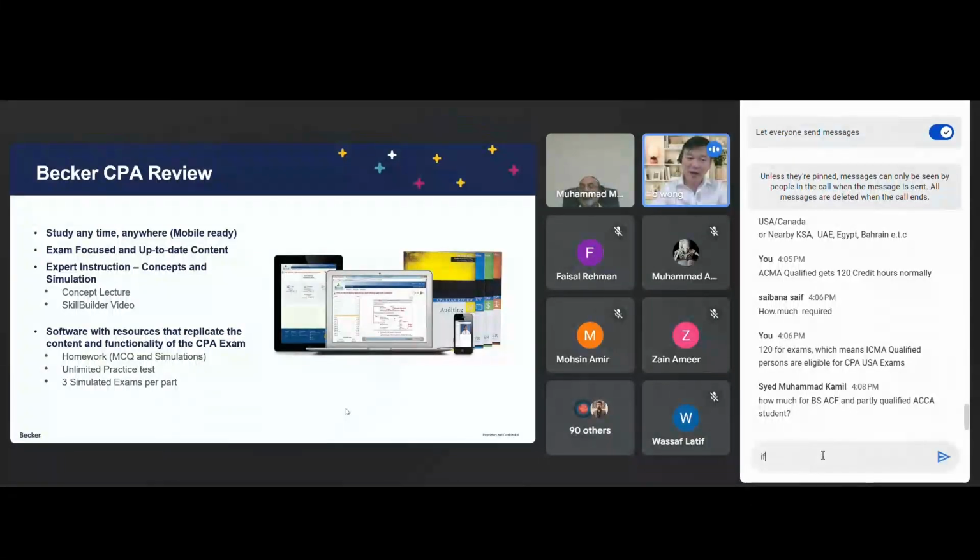Basically, whenever there's a new accounting standard or a tax rule change, 6 months after the effective date, AICPA can include that in the CPA exam and it becomes testable. That's why we have to update our content on a continuous basis, right? And our students will get the latest content through our software.